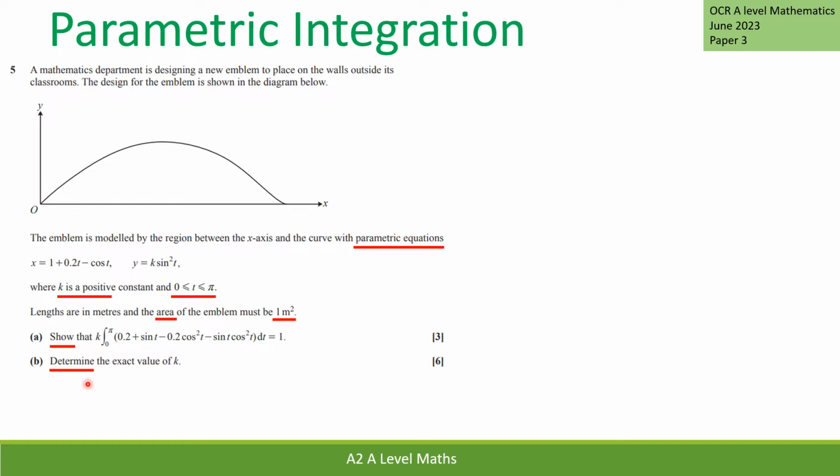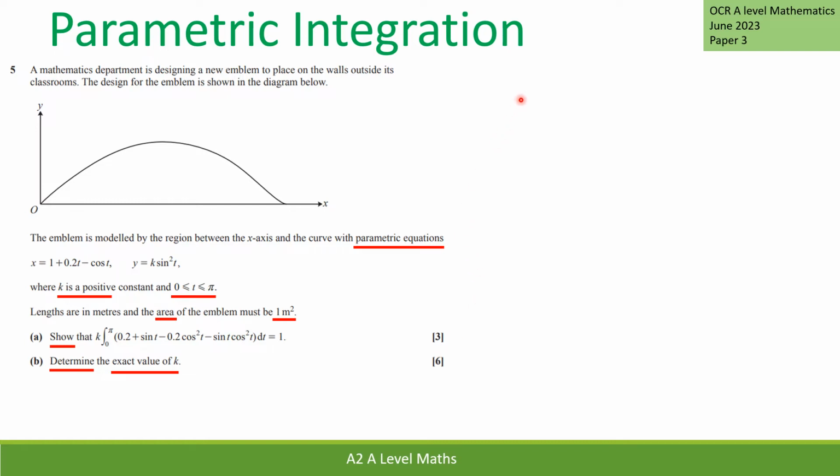For part B, we have to determine the exact value of k. So basically we've got to solve this equation, or this expression, and that will give you 6 marks in the exam. So you've got to set it up to start with for 3 marks, and then you've got to solve it and get the answer for 6 marks.